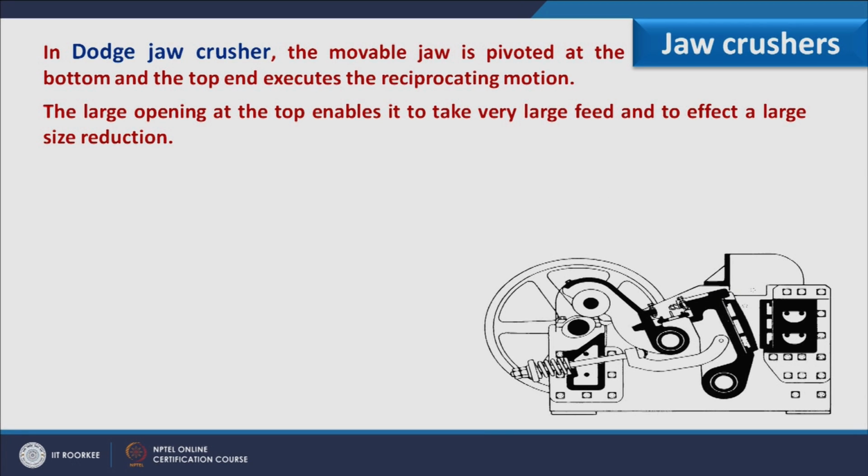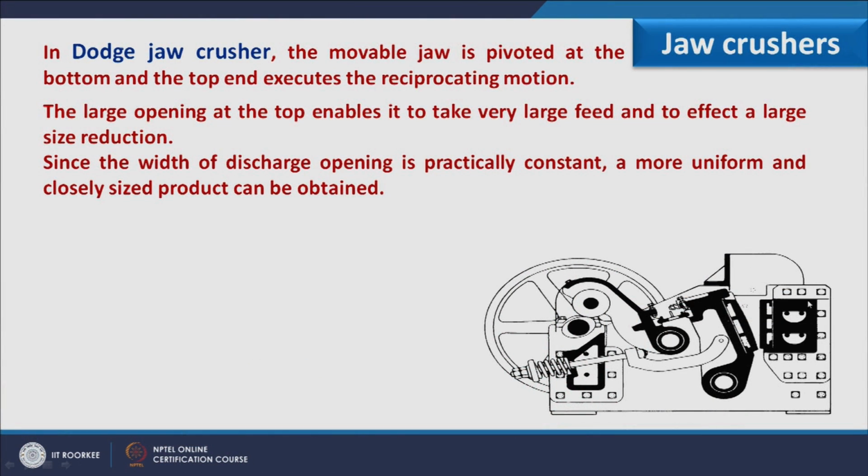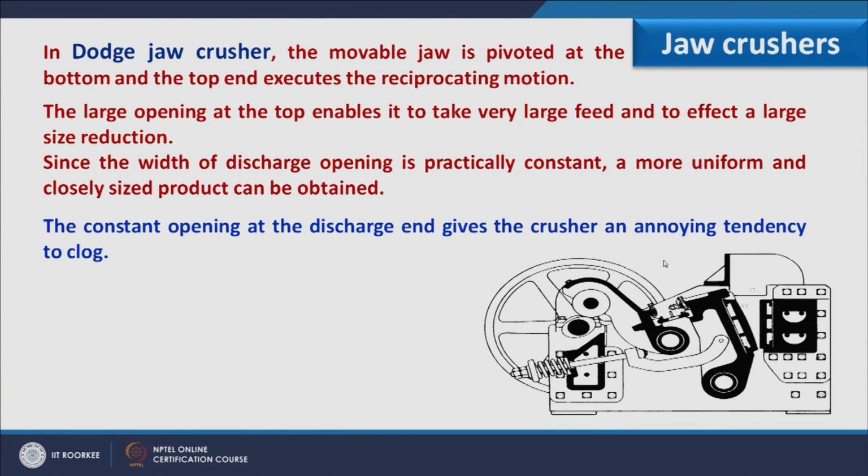A large opening at the top enables it to take very large feed and to effect a large size reduction. Since the width of the discharge opening is practically constant, a more uniform and closely sized product can be obtained. So, here we have the advantage that we can handle large feed in comparison to jaw crushers.